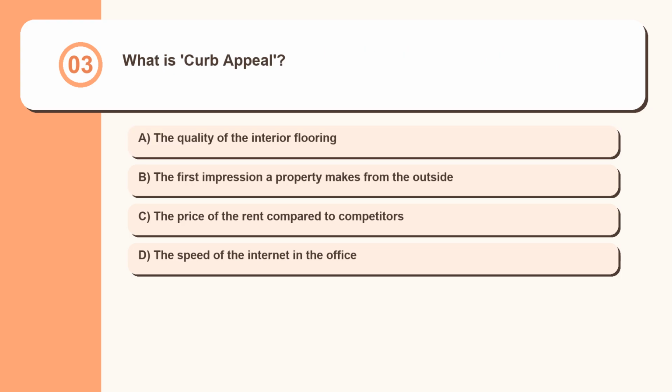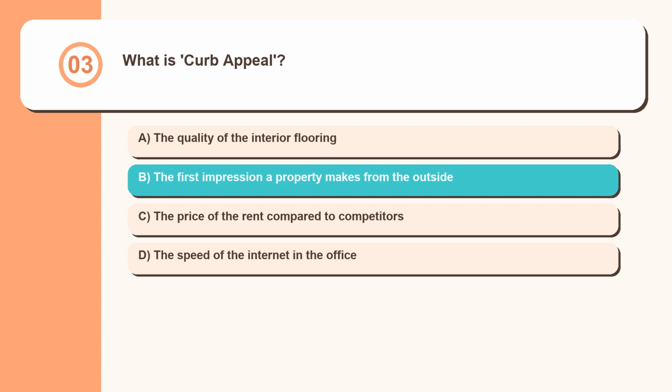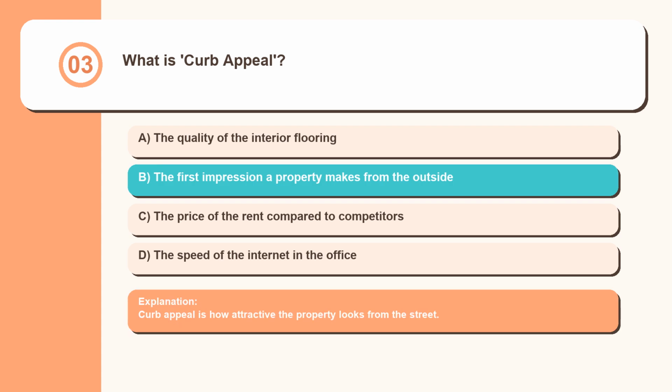Question 3. What is curb appeal? The quality of the interior flooring. The first impression a property makes from the outside. The price of the rent compared to competitors. The speed of the internet in the office. Curb appeal is how attractive the property looks from the street.